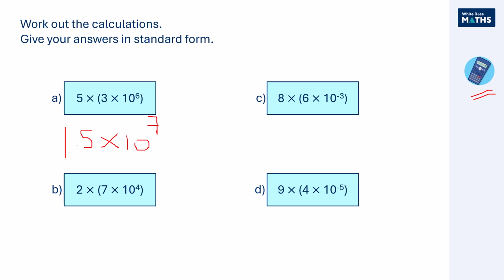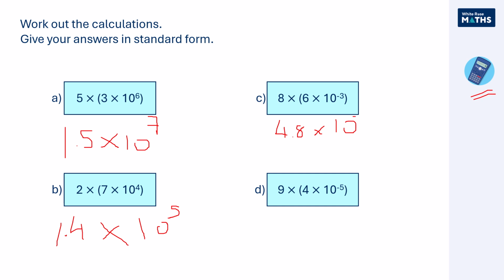Next one, 2 times 7 makes 14. 14 times 10 to the power of 4. And 14 is bigger than 1 to 10. So I'm going to make it 1.4. And I'm going to add 1 to this power, okay? Because I'm making this here 10 times smaller. The next one, we're going to have 48 times by 10 to the power of 3. So I'm going to make that smaller. So that's going to be 4.8.